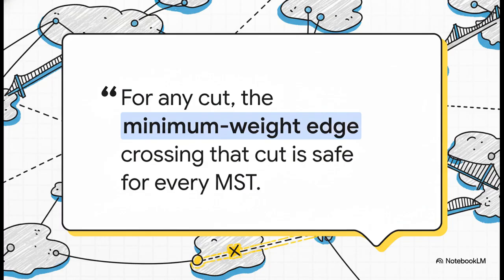The easiest way to think about it is this. Imagine you draw a line on your map that separates the islands into two groups, any two groups at all. That's a cut. The cut property proves that the single cheapest bridge that crosses that line must be part of the final minimum spanning tree. And since Kruskal's algorithm is always looking at the cheapest bridges first, it's naturally following this rule with every single choice it makes. It's mathematically guaranteed to get it right.